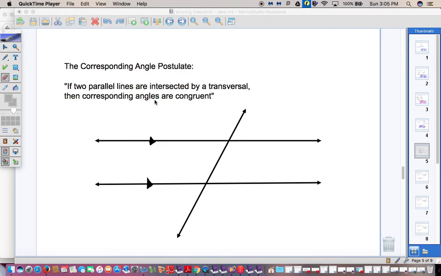The corresponding angle postulate states that if two parallel lines are intersected by a transversal, then the corresponding angles are congruent. So here we have two parallel lines, and we've got our transversal. And so our transversal is this line right here.